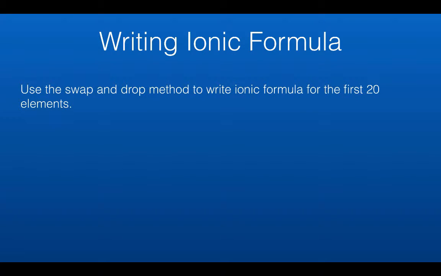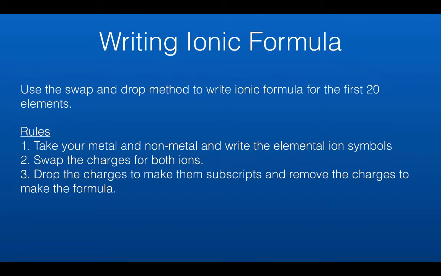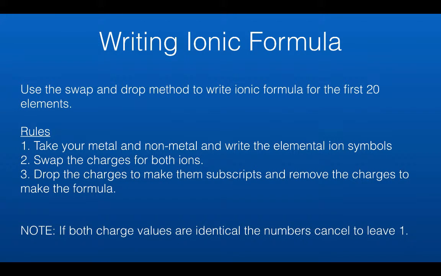Writing ionic formula. I use, and many people use, the swap and drop method. And we use this to write down the ionic formula for the first 20 elements. Rules. Number 1, take your metal and non-metal and write the elemental ion symbols. Number 2, swap the charges for both ions. Number 3, drop the charges to make them subscripts and remove the charges to make the formula. Note: if both ions have the same charge value, then cancel to leave 1.